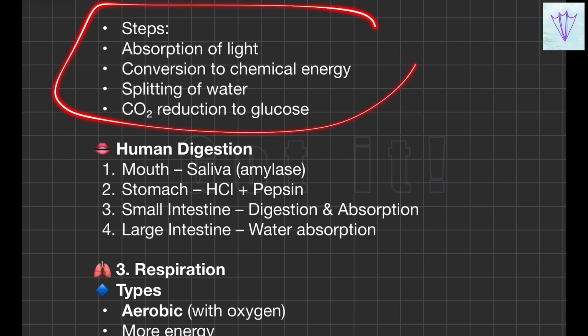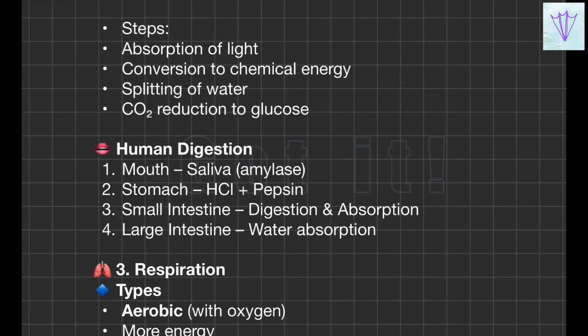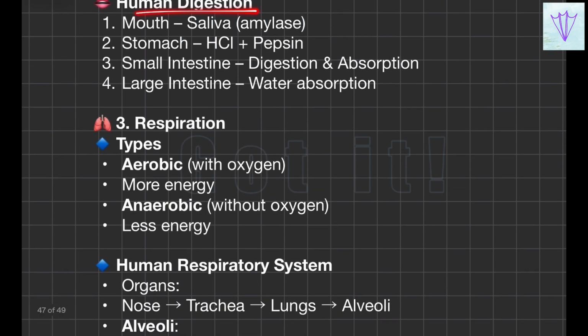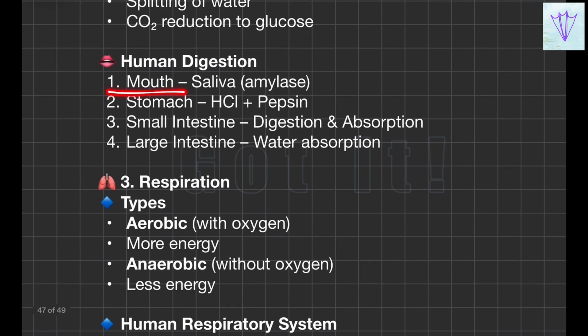You'll be studying this in much more detail when you take up your class 11th or class 12 biology. But as of now, the important key details are as follows. Now, the human digestion. Starting from the mouth, we have saliva which contains amylase. So the digestion will start right from the mouth itself. And then in the stomach, we'll have HCl and pepsin, and there'll be a mucus layer in the stomach.